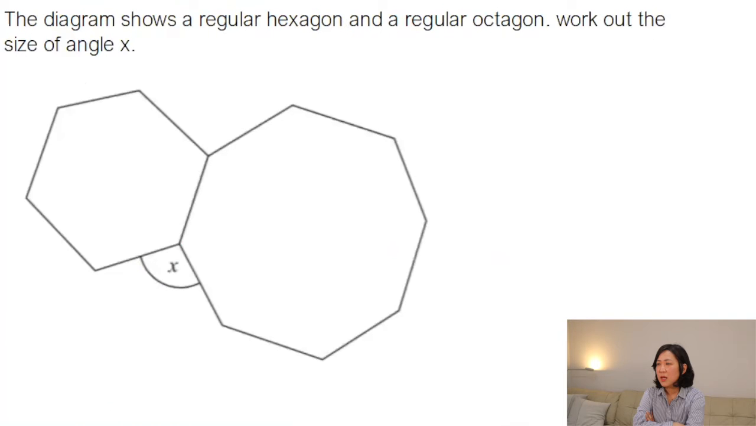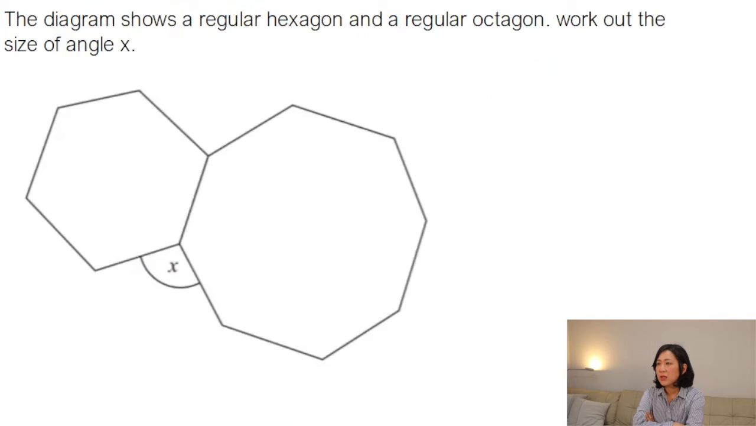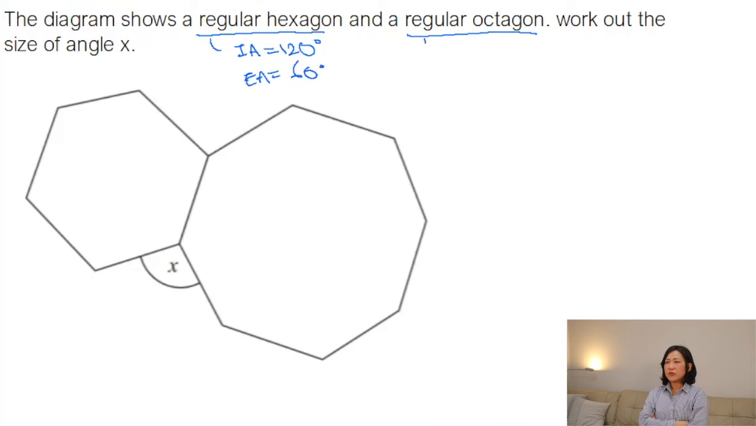Next question. Here we've got a compound shape. So we have a regular hexagon and a regular octagon. So now since we know each polygon, let's write down the interior and exterior angles. So the hexagon interior angle is 120. Exterior angle will be 60. Then the octagon interior angle is 135. Exterior angle is 45. Then have a look at the shape.